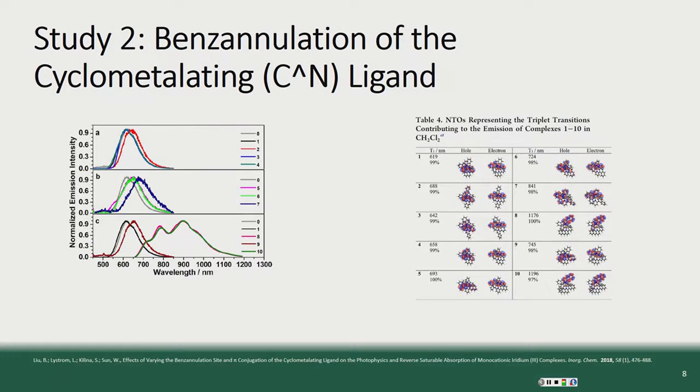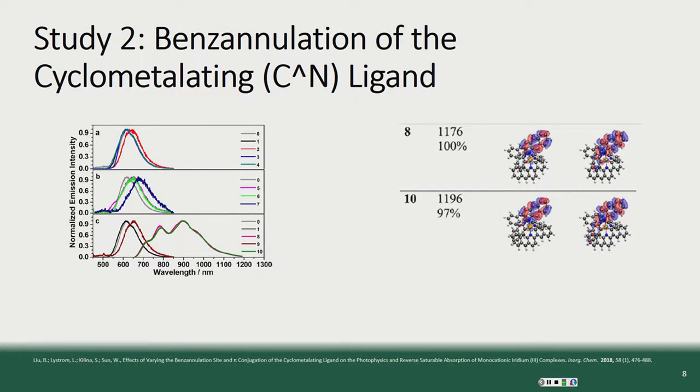And from the emission, we also see that for 8 and 10, when the pi conjugation system is very large, it emits with pi star, not charge transfer, which is kind of supporting the idea that if you go past 3 linear benzene rings, you're going to probably have a charge transfer state.